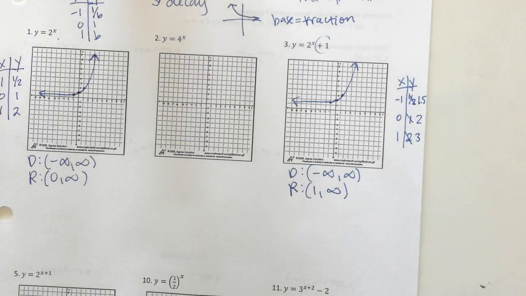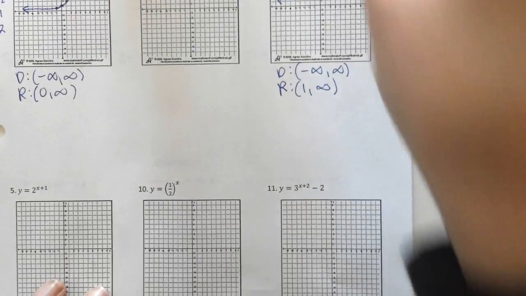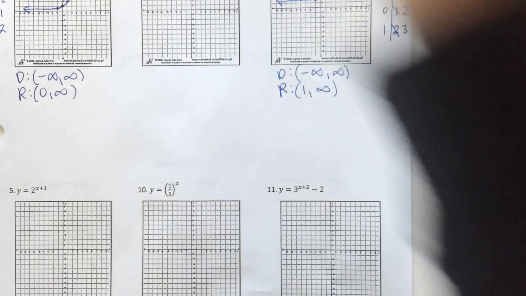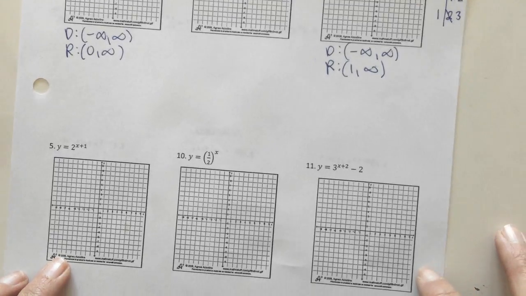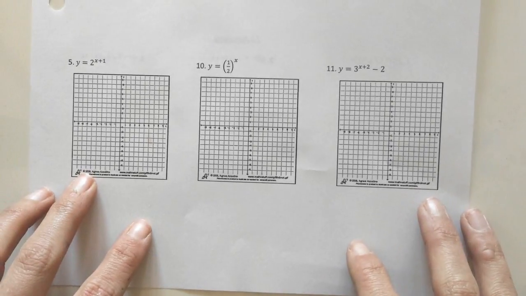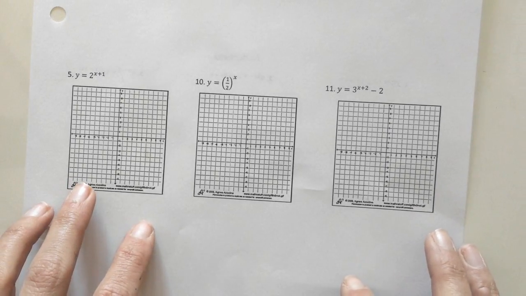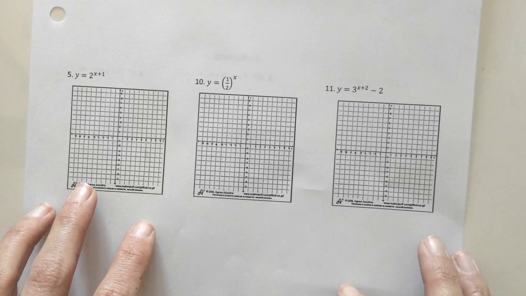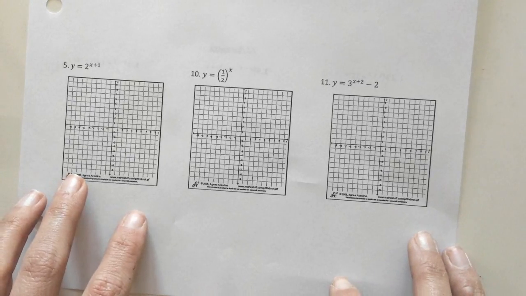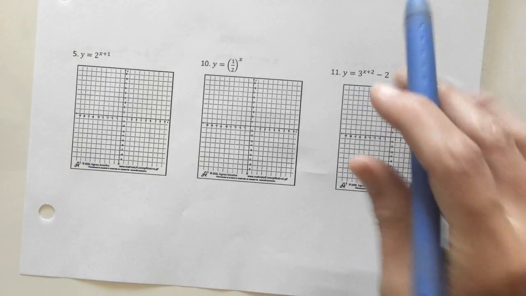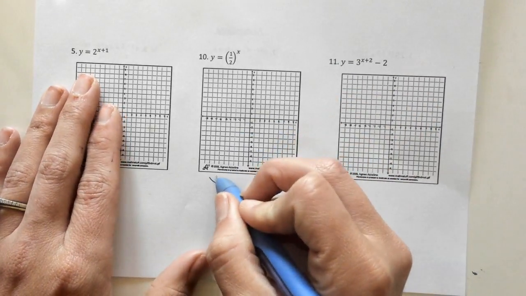Let's do one more. We got time for one more. Oh, we got plenty of time. Okay. Y'all pick one. 2, 5, 10, or 11. Which one? 5. Let's do 10. Alright, x and y.